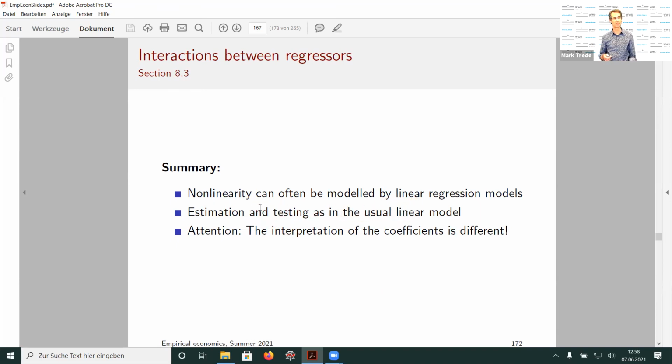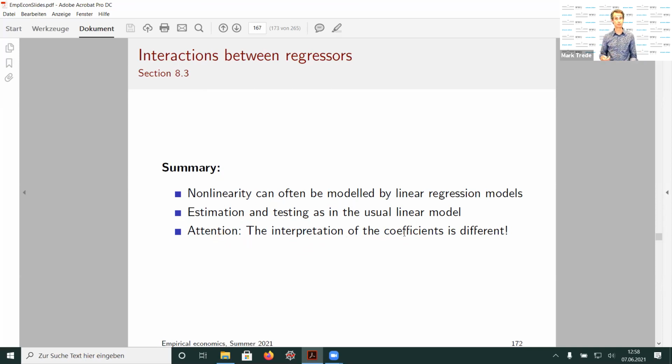So in a certain way, there's nothing new. So from the technical side, it's nothing new. It's just the interpretation and the modeling which is new here. So the difficult or the dangerous part here is that the interpretation of the coefficients is different now. In the linear regression model, the slope coefficient is an estimation for the causal effect. And it's just constant. That's very easy.